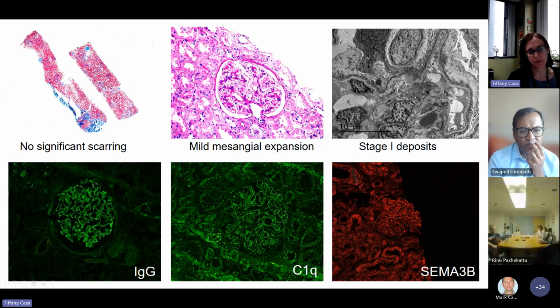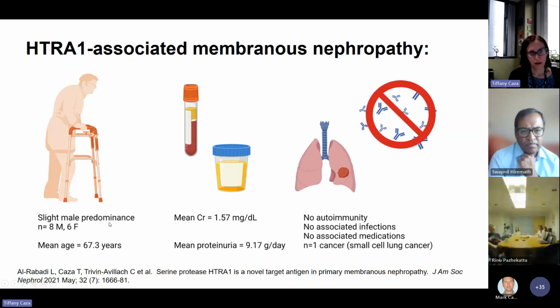You may have mild mesangial expansion, but often don't. And it's usually caught early, so it may be especially toxic to podocytes, and you typically catch this disease with stage 1 immune deposits. Intense C1q staining is very common, and here's a semaphorin 3b stain that shows a similar pattern to IgG here. Another membranous antigen is H-cherry1. This has been identified by serum immunoprecipitation with human glomerular extract, laser capture microdissection, protein G immunoprecipitation, as well as peptide microarrays.